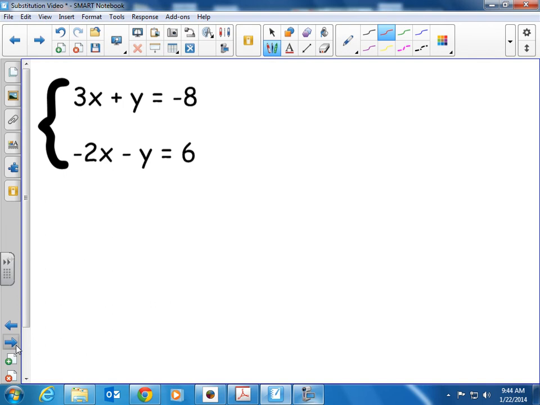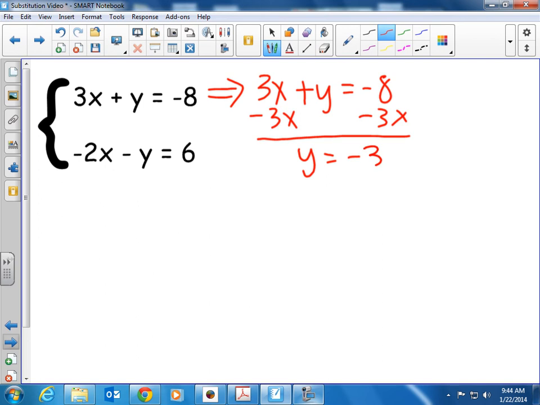Okay, here I have this system of equations set up. First thing I want to do is get one of the variables alone, since it's not set up that way for me. So decide which equation is going to be easiest. Again, I think this top equation is going to be easiest, and which variable is going to be easier to get alone? Is it the x or the y? The y. So I'm going to do that, and I'm going to find that y equals negative 3x minus 8. Now what do we do with that? We take what y equals, and we plug it into the y of the other equation.